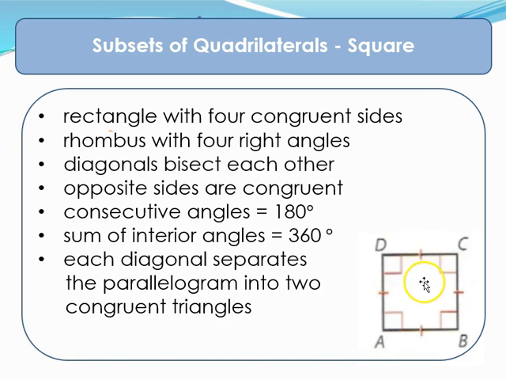Let's talk about a square. A square looks a lot like a rhombus, except the rhombus is tilted. The square has 4 congruent sides just like the rhombus, but it also has 4 90-degree angles. And everything else that goes with the parallelogram also happens with the square, with consecutive angles, interior angles, and diagonals bisecting.